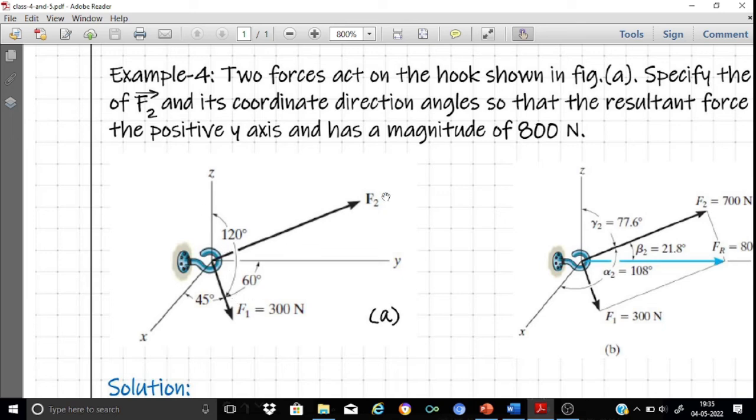Now regarding F2, for F1 its magnitude is given and its direction cosines are given. It does mean that we can directly express F1 in Cartesian format. Now the hook is subjected to another force F2. We are asked to find out the magnitude as well as the direction angles associated with F2 so that the resultant of F1 and F2 has a magnitude of 800 Newton and is directed along the positive y-axis.